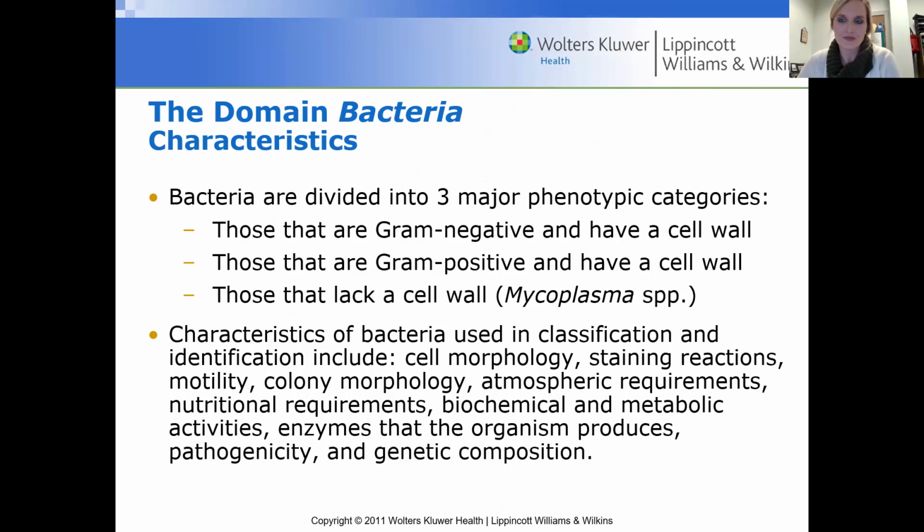So bacteria can be divided into three major phenotypic groups. Phenotypic means what we see physically in a bacterial cell. There are gram-negative bacteria that have a cell wall, gram-positive bacteria that have a cell wall, and those that lack a cell wall altogether. What does gram-negative and gram-positive mean?